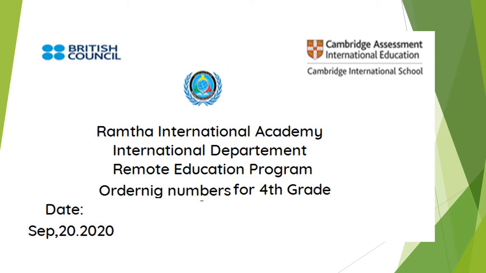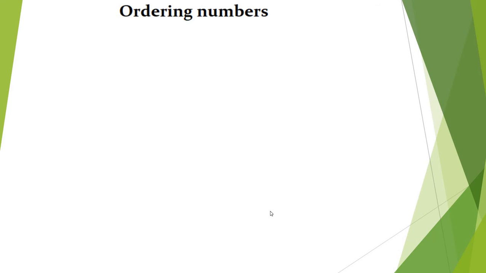Our lesson today will be about ordering numbers for the fourth grade. Okay, ordering numbers. Everyone here, I'm sure that you know that ordering is very connected to comparing. So as we already explained some concepts about comparing, each time you need to order any numbers or group of numbers, you need to compare these numbers first, and then after that you can order them.